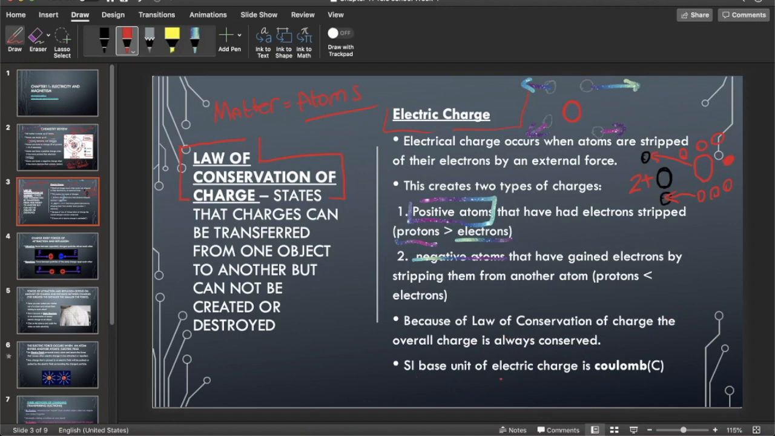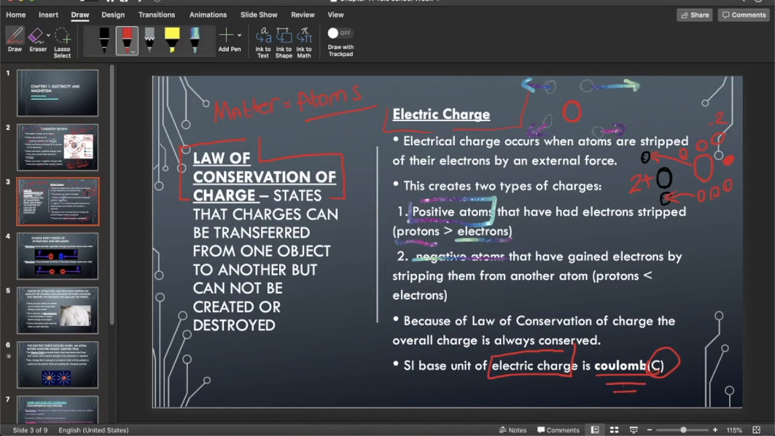We call the base unit of electric charge the coulomb, or capital C. So this is another point where we recognize that there are units involved. Just like all chemistry or physics concepts, we are always learning more about the units, and when we're talking about electric charge, we're talking about coulombs.